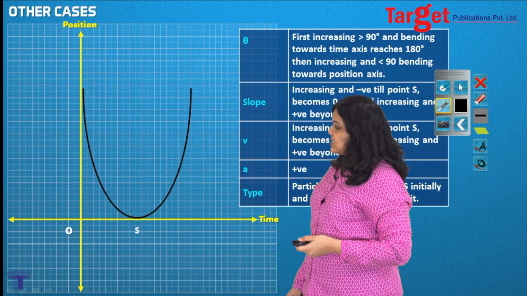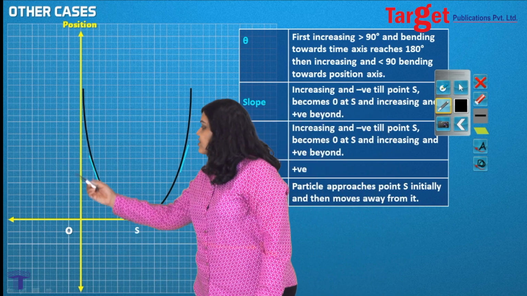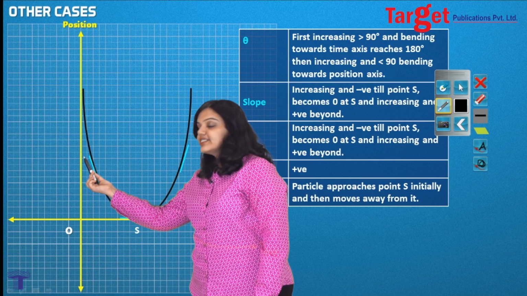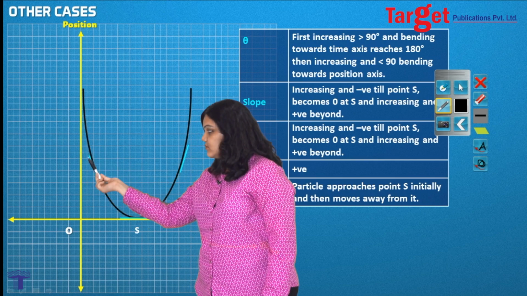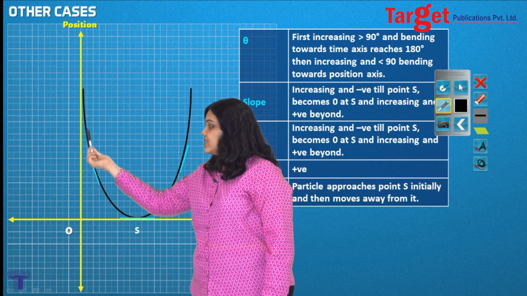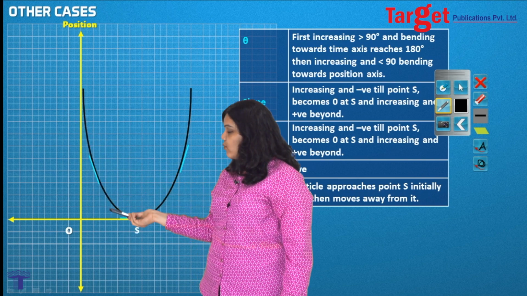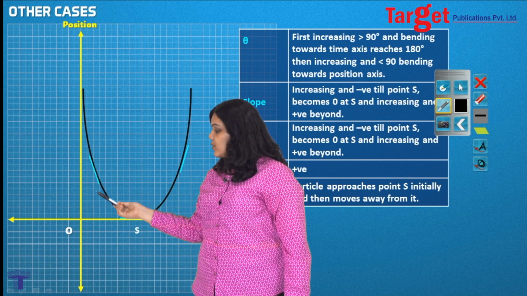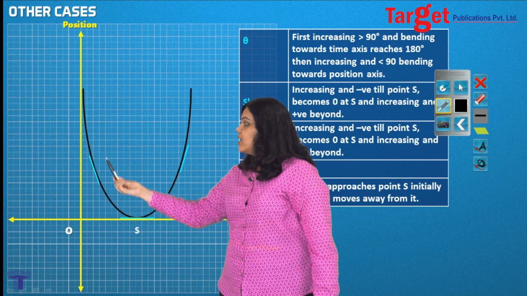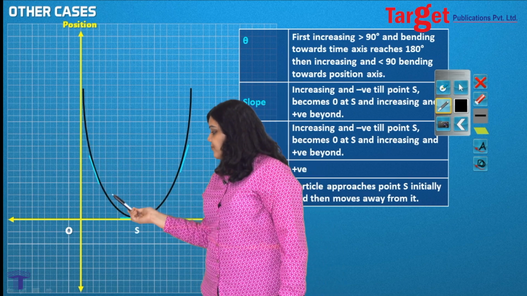Let's take a look at what is happening. Initially, you can see that these lines, what is happening to the angle? The angle that it makes with the x-axis is increasing. It's bending more and more and more. So the angle that it's making with the x-axis is increasing as you go from left to right.